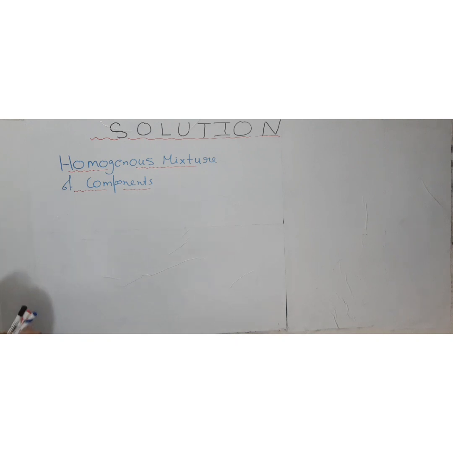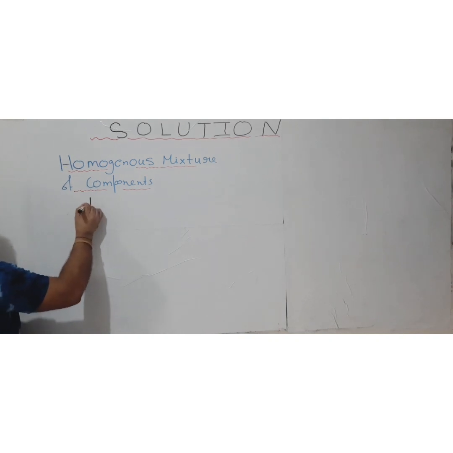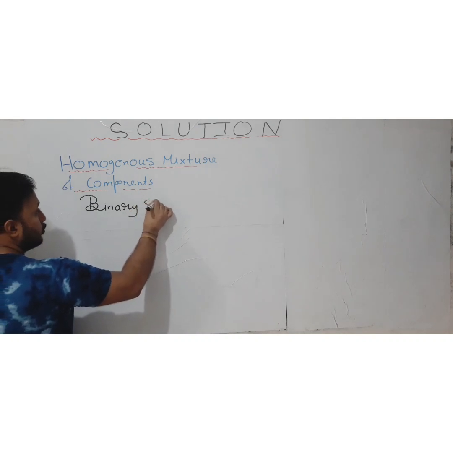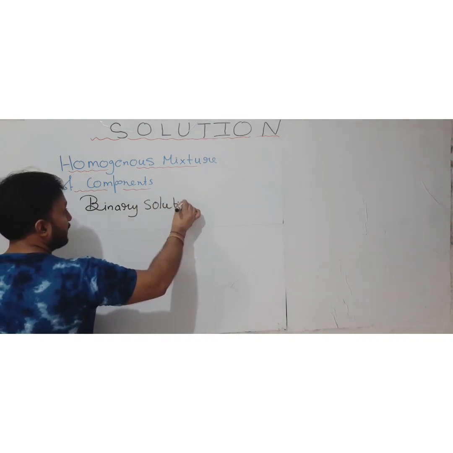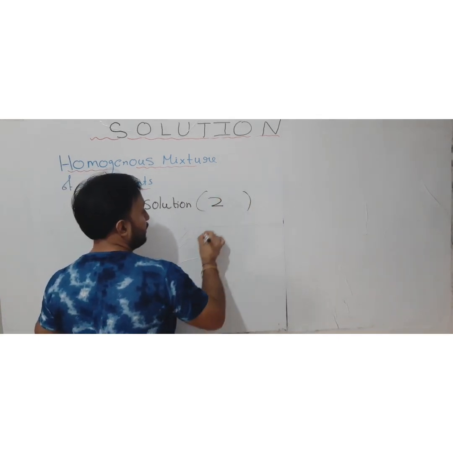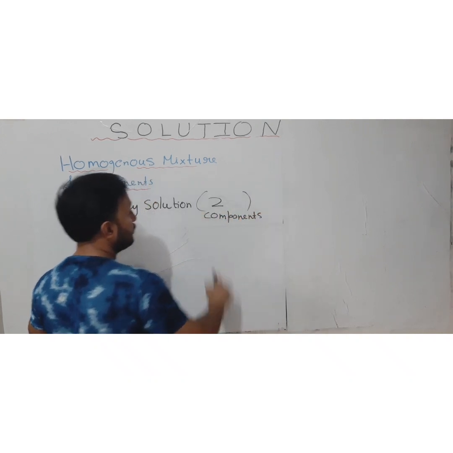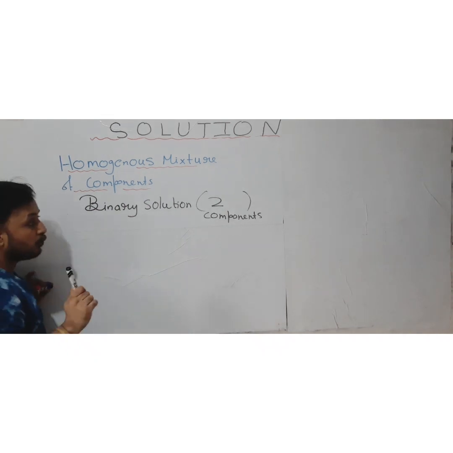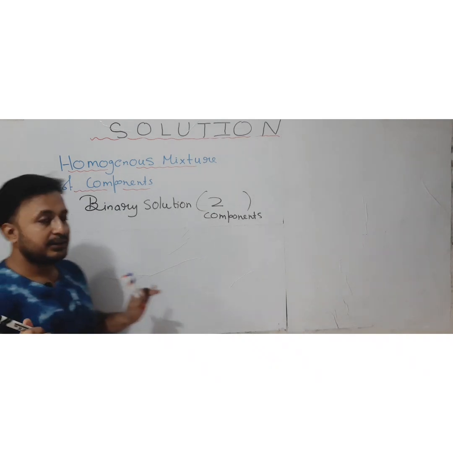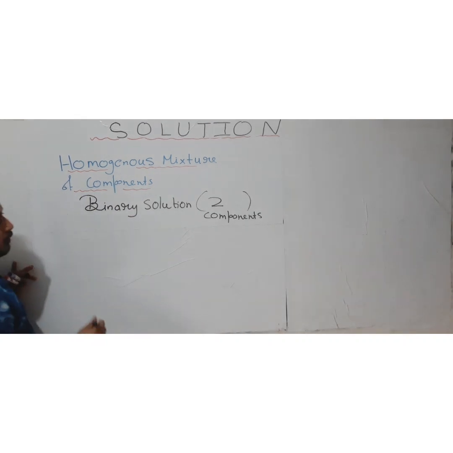The type of solution where two components are involved is said to be a binary solution. It's a type of solution where only two components are involved. In this chapter we are going to study all the things related to the two components only, that is, the binary solution only. So let's see what these two components are.